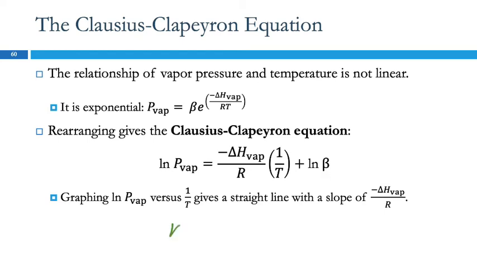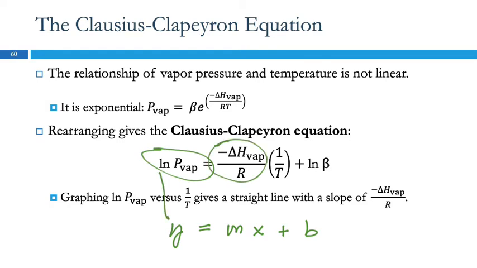That is in the form of Y equals mx plus b. So this is Y, this is m, and this is x. So if we graph the natural log of the vapor pressure versus 1 over the temperature, we'll get a straight line, and the slope will be equal to this.